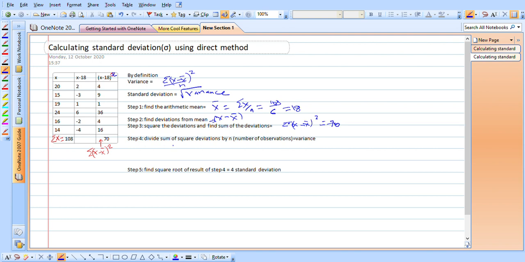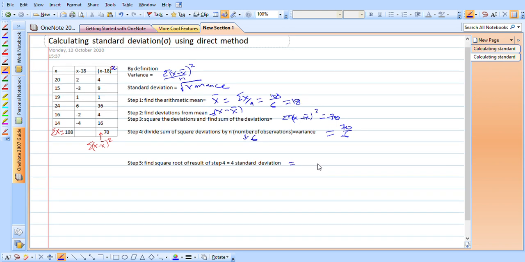Then from there we divide the sum of the squares of the deviations by n, where n is the number of observations. In our case here, this is 6. The sum of the squared deviations is 70, so our variance will be equal to 70 divided by 6. Then you just get the standard deviation, which we have said is the square root of this. We need the square root of 70 divided by 6.